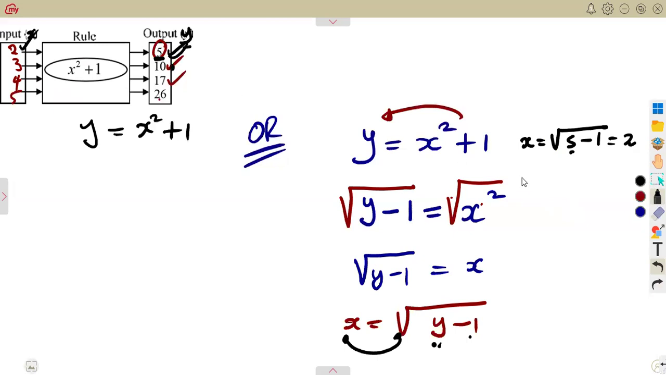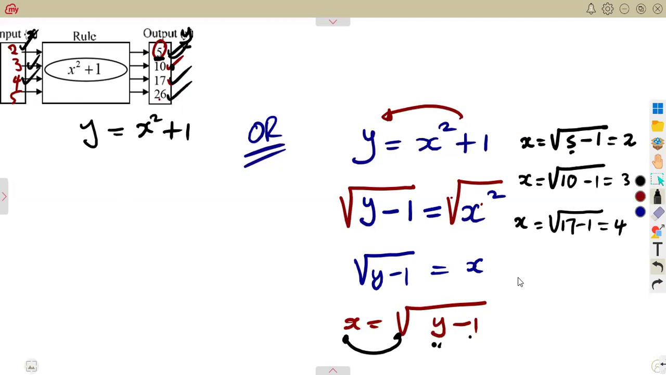When y is 10, you do the same thing. x is equal to the square root of y minus 1. y is 10, so that's 10 minus 1, that is 9, and the square root of 9 is 3. And that is exactly what we have here. You do the same thing when this is 17, which is the square root of 17 minus 1, which is 16. The square root of 16 is 4. So that is exactly what we have.